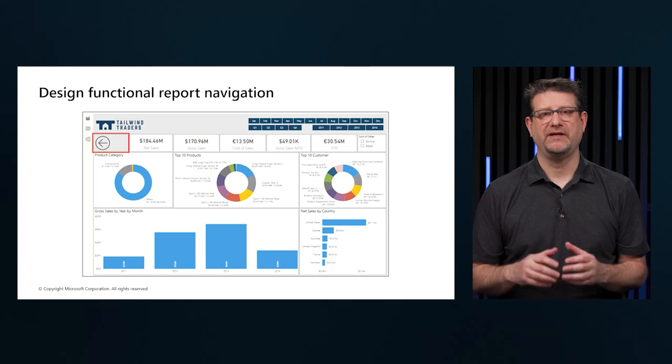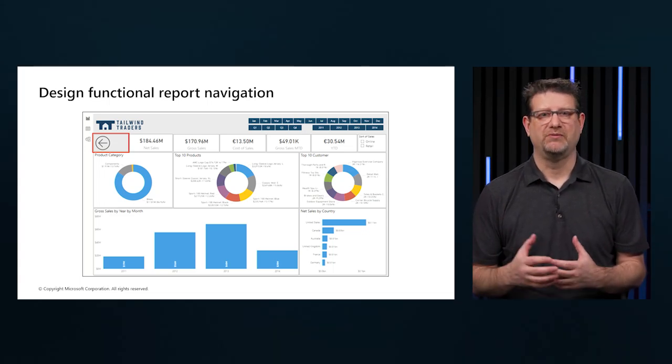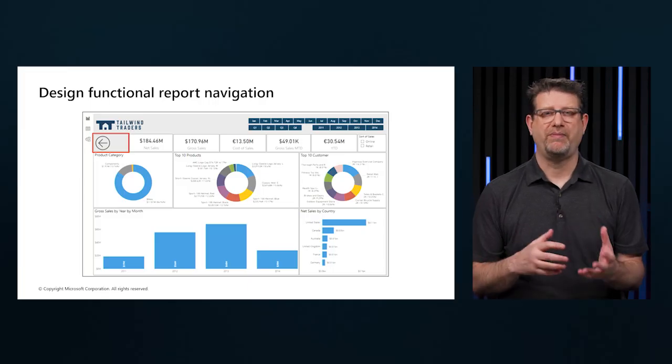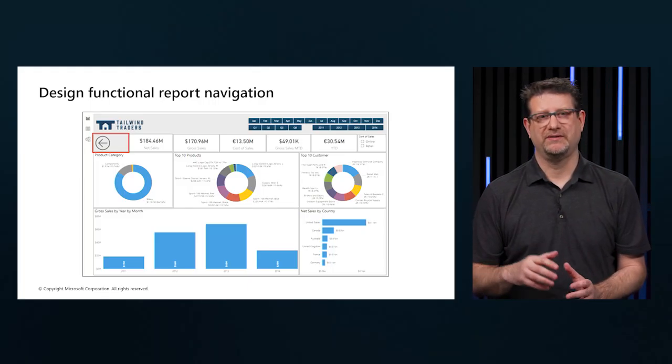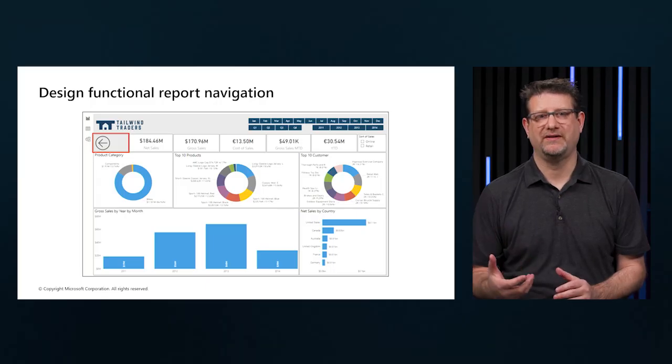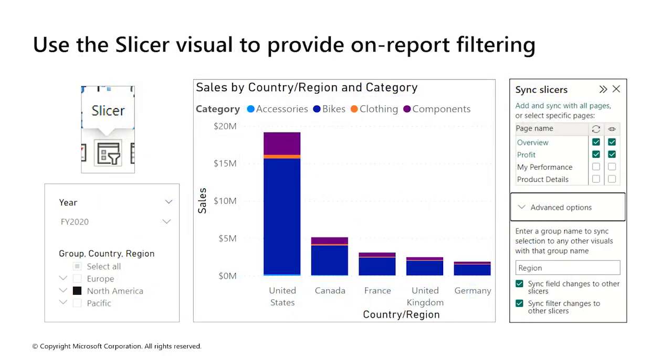Report navigation is the way in which report users move from one page to the next, move from one visual to another, and go back to where they started from. Report navigation is very important because if users cannot easily find their way around your report, they'll become frustrated and have a negative experience. We can enhance this navigation experience with the use of conditional formatting.